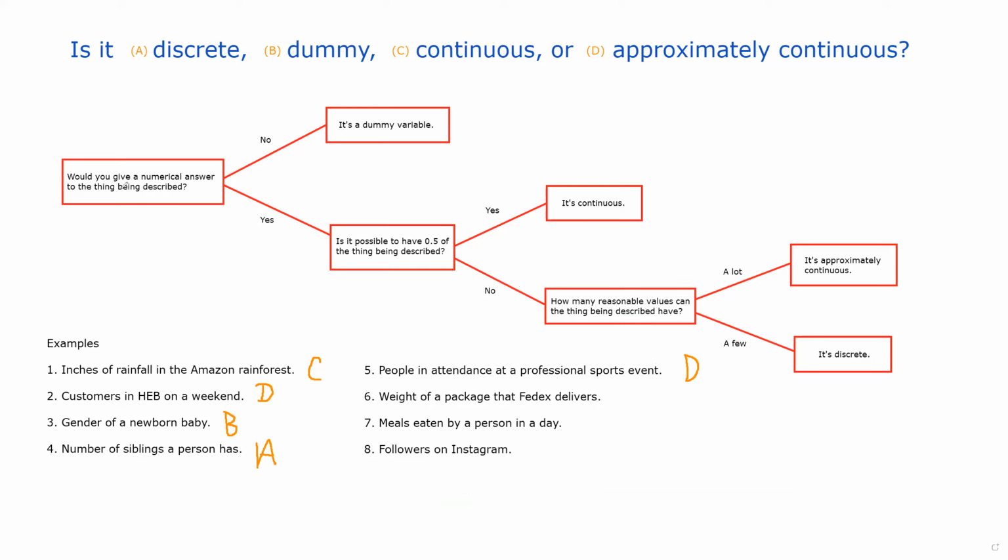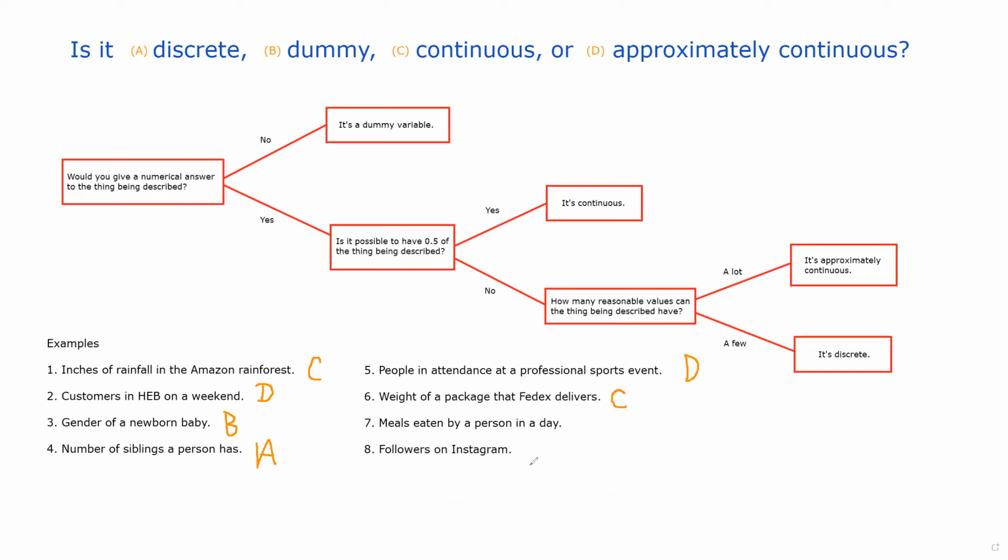Weight of a package that FedEx delivers. Let's first go down the flow chart. Would you give a numerical answer to the thing being described? Yes, of course. You would say the weight is 5 pounds, 10 pounds, 17 pounds, whatever. Is it possible to have half a pound? Yeah, you could have half a pound. It's possible. You don't have to have a whole number of pounds. So with that in mind, this variable is continuous.